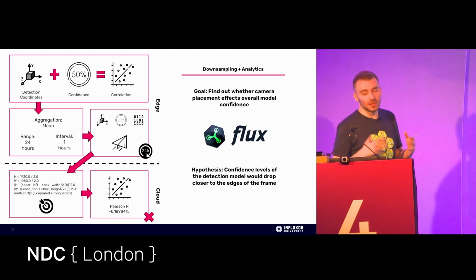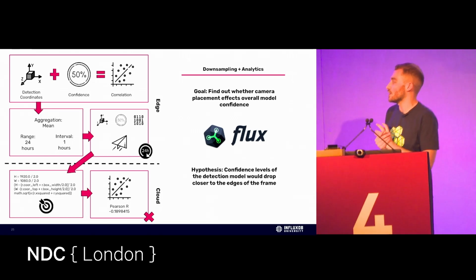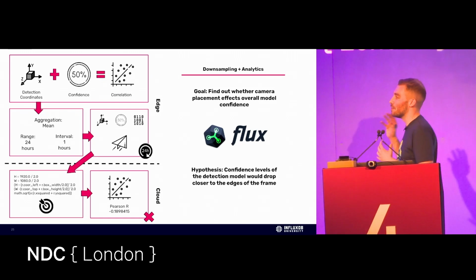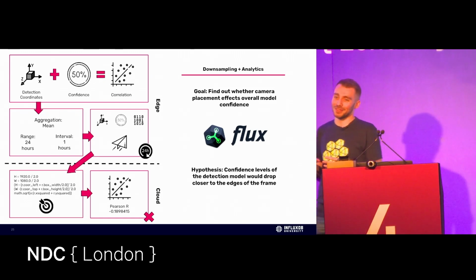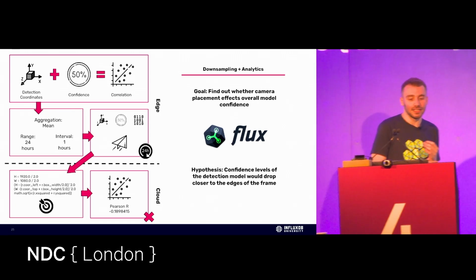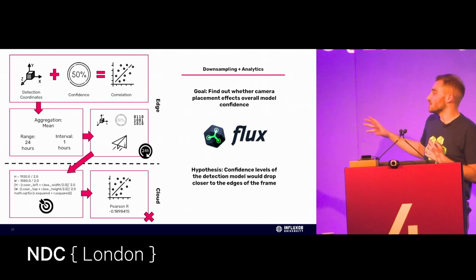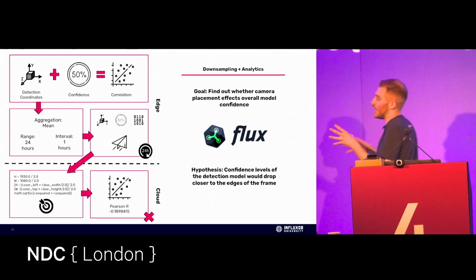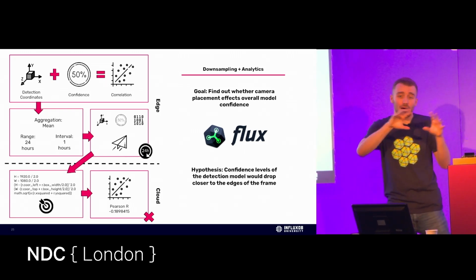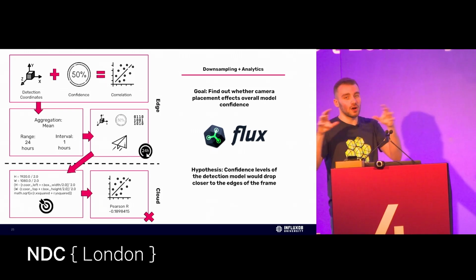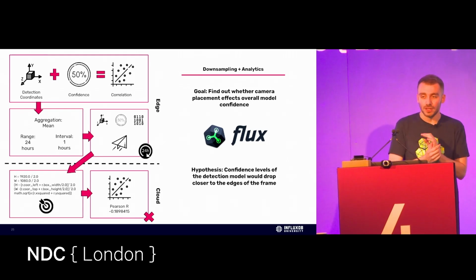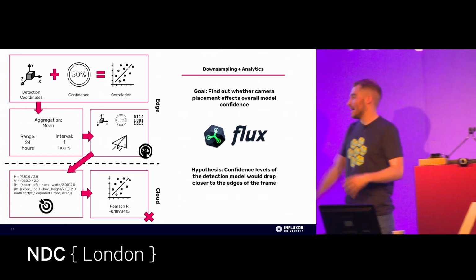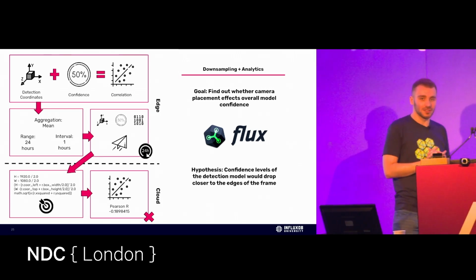Next, I did some calculations within InfluxDB. I worked with one of our other developer relations, Anais, who's a much better data scientist than I am. She helped me with the calculations here. But what you can see is essentially we were calculating the center point of the frame, then working out where the center point of the bounding boxes were and checking the confidence levels, looking for correlation. So we used an out-of-the-box algorithm within Flux, which is Pearson R. And as you can see, my hypothesis was a disaster.